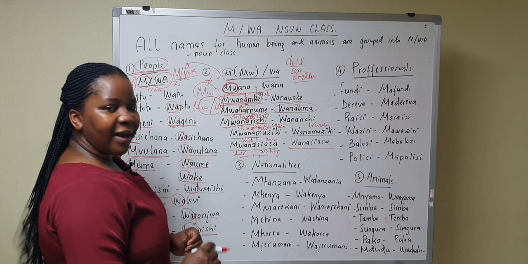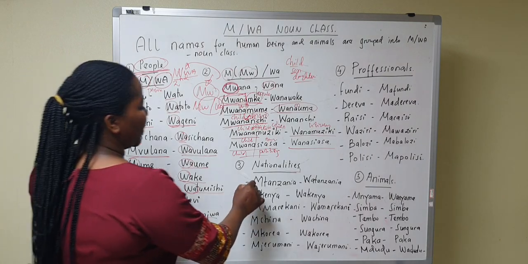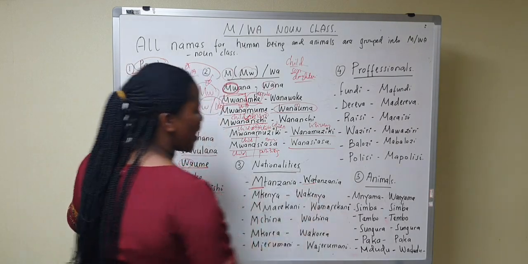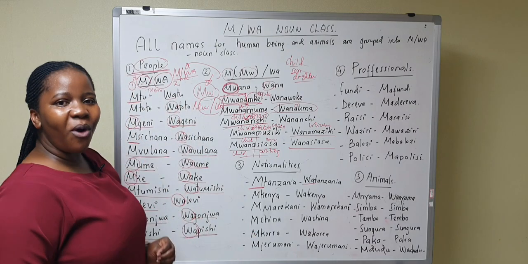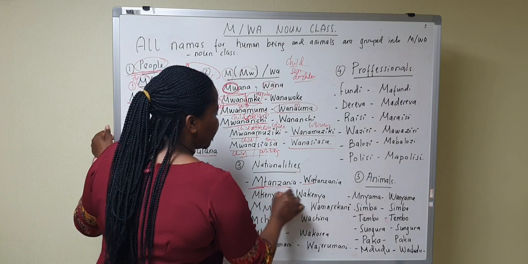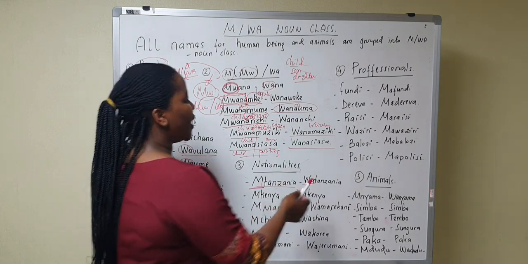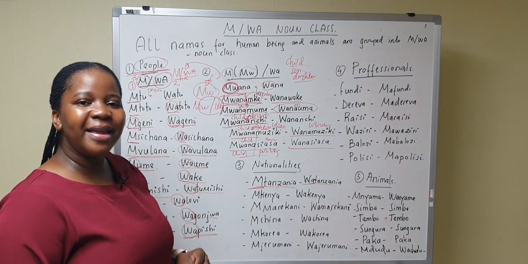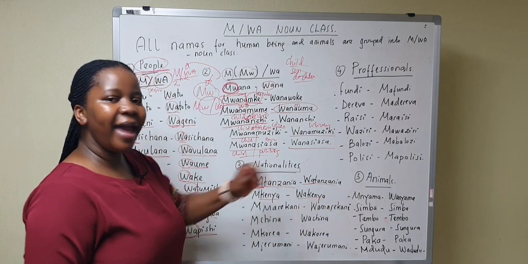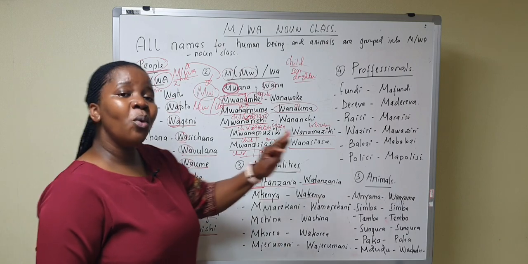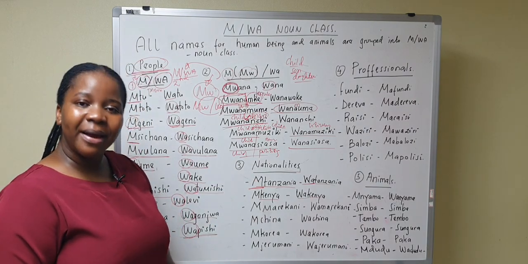Vizuri sana. Let's see another group, the group for nationalities, M for the singular and wa for plural. Names for nationalities are also grouped into the wa noun class. The first example is Tanzania. I am Tanzanian. Wa Tanzania, Tanzanians. Kenya, wa Kenya, Kenyans. Marekani, an American, wa Marekani, Americans.